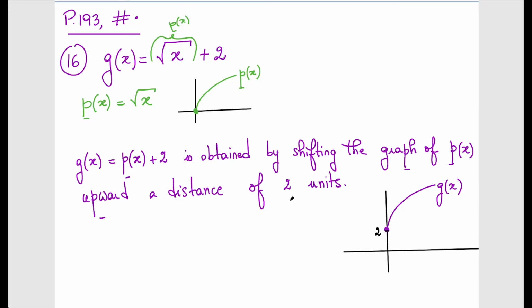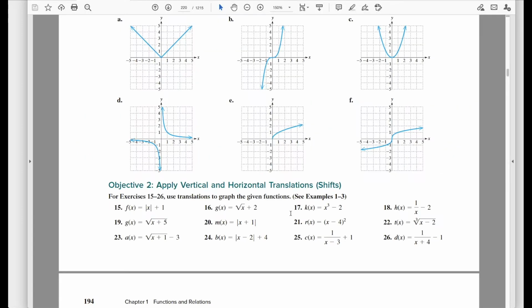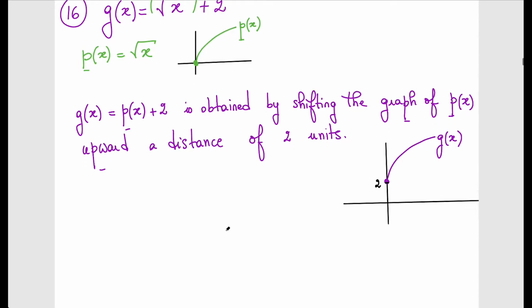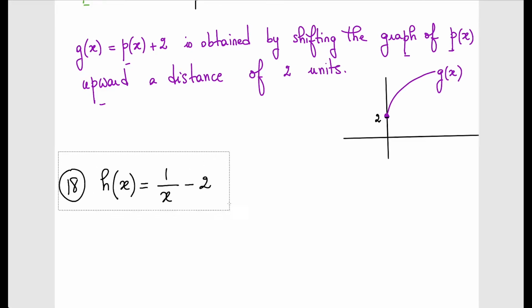Let's do another one. How about now we do 18? So h of x is 1 over x minus 2. So this time around, h of x, this is number 18, is equal to 1 over x minus 2. Let me change the color. How about blue? Okay. All right.